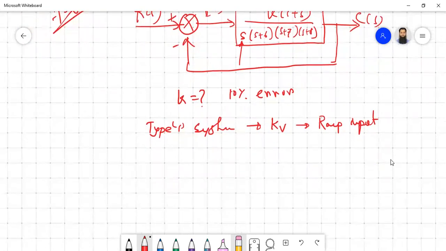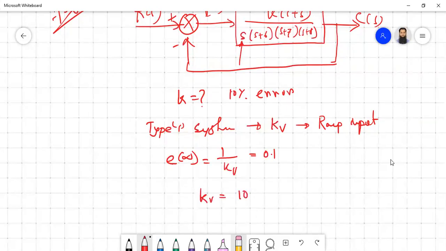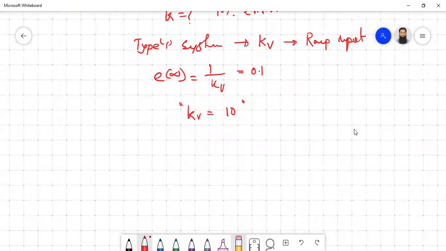Now, what is our error? Error is basically 1 by Kv. The error is actually 10%, so that is 0.1. So the value of Kv we can calculate: the value of Kv has to be 10. Now, what is the actual value of Kv?